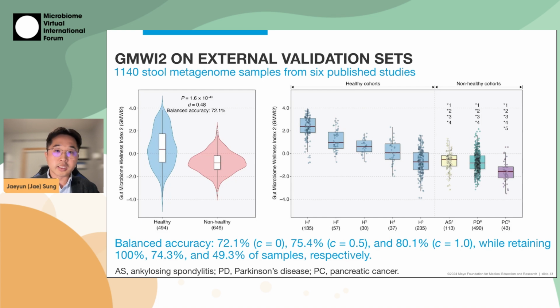The healthy groups delineated by the study are generally positive, and the non-healthy groups spanning ankylosing spondylitis, an autoimmune disease of the spine, Parkinson's disease, which was really interesting given that our training data didn't consist of any patients with neurodegenerative disorders, and pancreatic cancer were generally negative. These results show that GMWI2 translates, I would say, reasonably well to validation data.